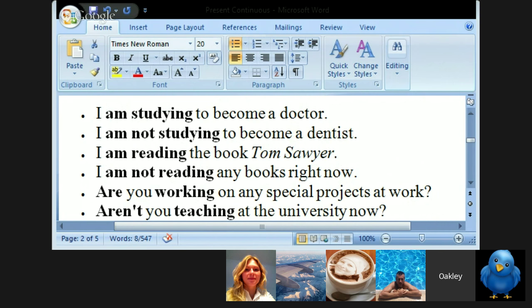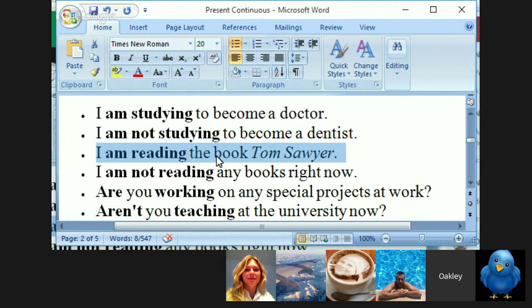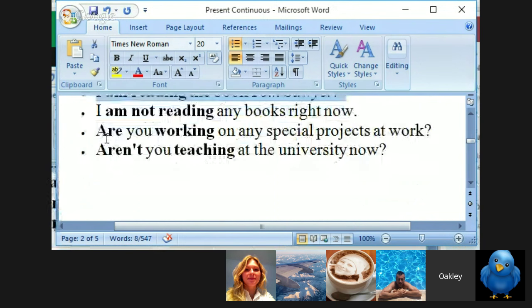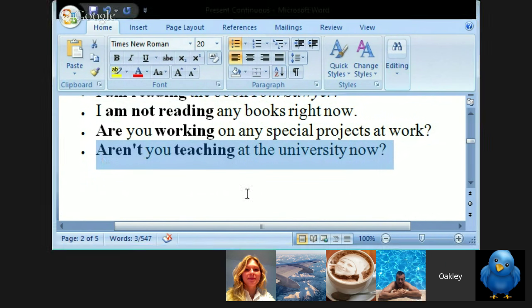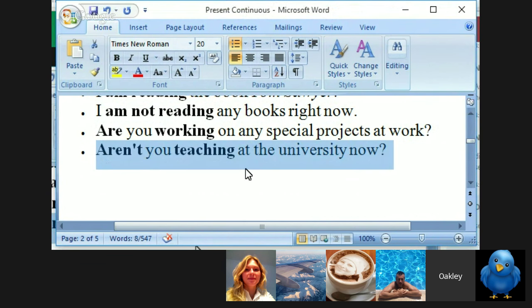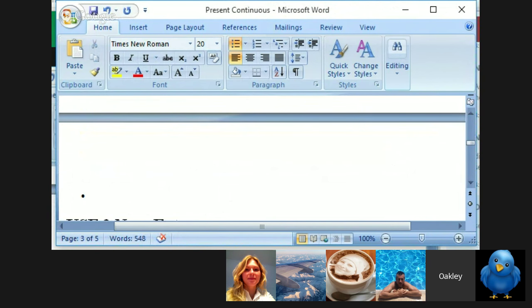Okay, back to present continuous here. Are you working on any special projects at work? Very common to ask a question about projects. Obviously, projects are something that take time. They're not split-second actions. To ask about your work: Aren't you teaching at the university now? Things like that. Are you building your new house now? Okay, let's try this out. Get the idea of the longer now.